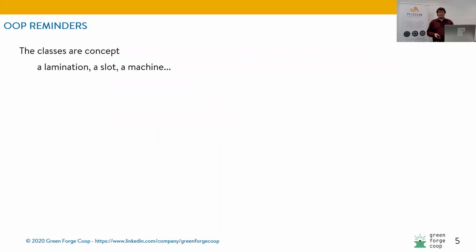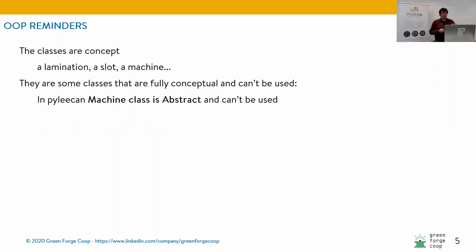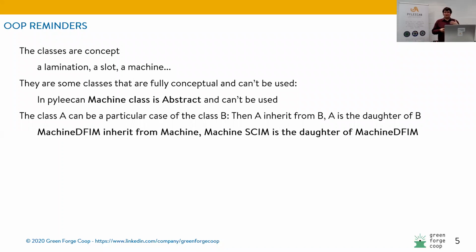And then again, we gather the classes by family. Classes are some global concepts: a lamination, a slot, a machine, and so on. We have some classes that are abstract, which hold a global concept. For instance, we have the slot class, which is fully abstract. You can't create a slot object. You always have to create what is named a daughter of the slot. So today I will be creating a new daughter of the slot class. That's what we will be doing.